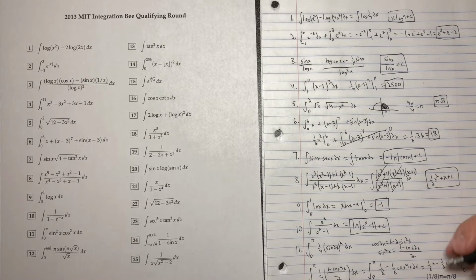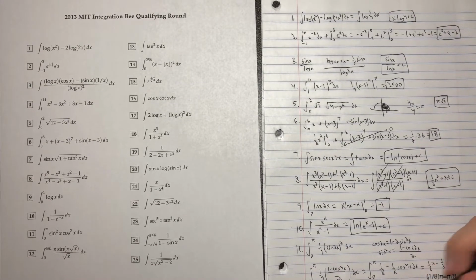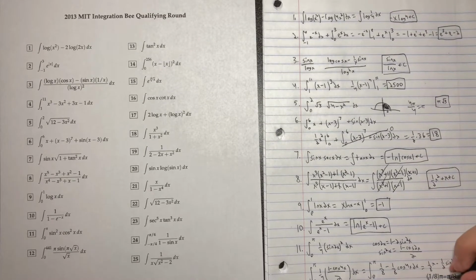Now at pi, we're going to have a 1/8 pi. And then we're going to have a minus sine of 4 pi, which is just 0. And plugging in 0, we would get 0. So our answer is just pi over 8.